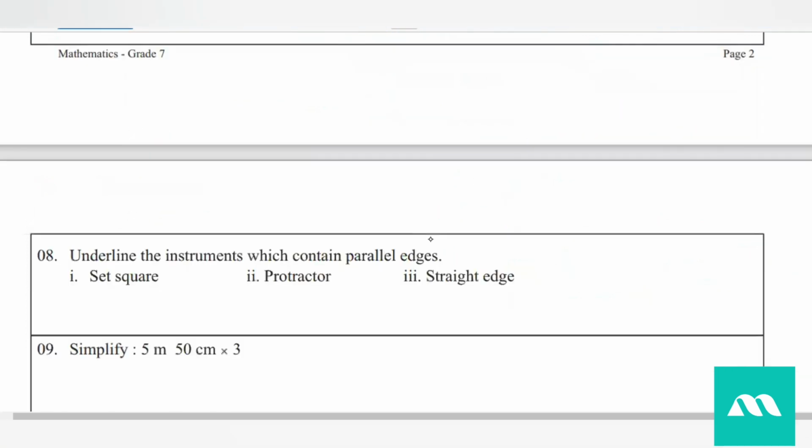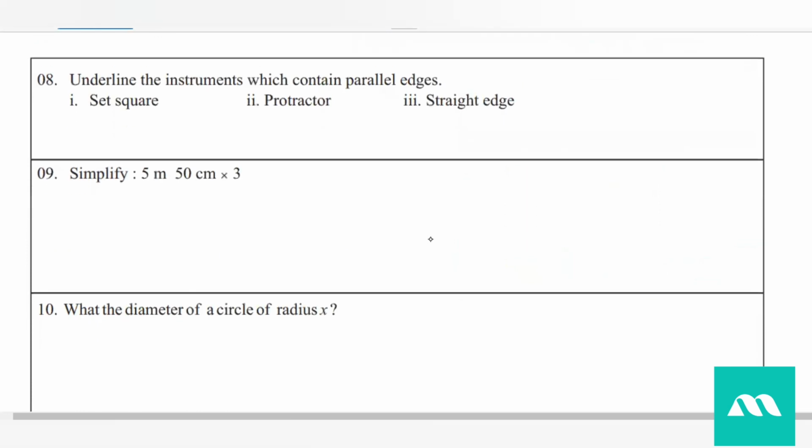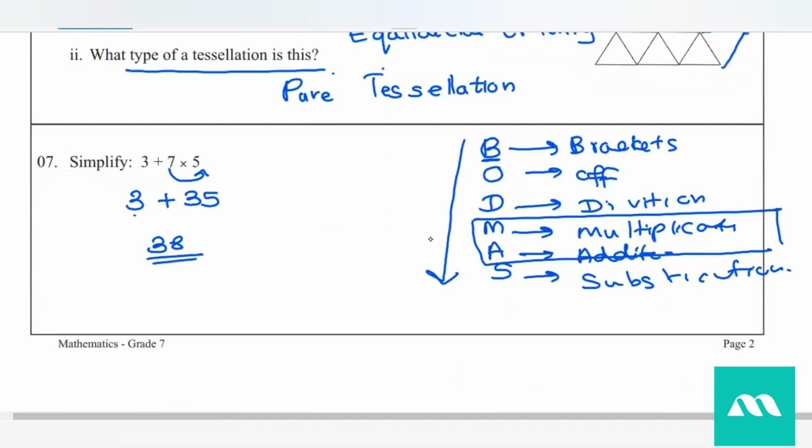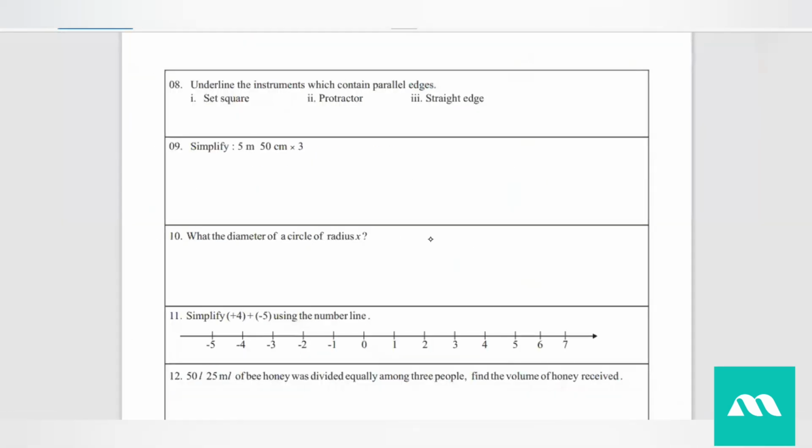Okay. Then the eighth question. Underline, sorry, you haven't done this one, no? Okay, now you can try 8 to 12. Senula, do you have any questions to ask?